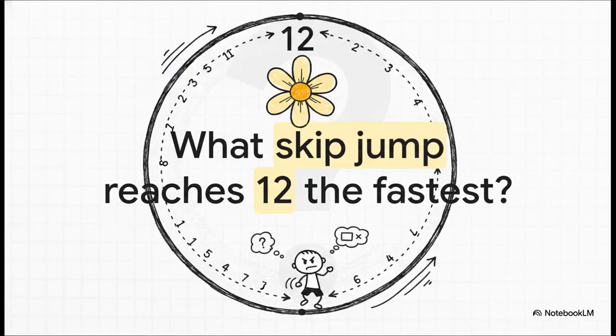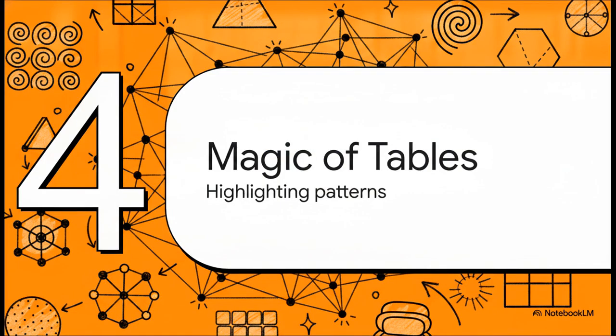Then, the chapter completely flips the script with a pretty clever puzzle. Astea places a flower way out on the number 12. Now, you have to skip jump with equal steps to reach it, no direct jumping allowed. And the goal? Reach it in the absolute smallest number of jumps possible. This is fantastic because it sparks active problem solving. It's subtly forcing the learner to reverse engineer the multiplication they just learned to find the most efficient path. They have to stop and ask, okay, what number multiplied by something small is going to get me exactly to 12? Which brings us to section 4, the magic of tables, where we highlight mathematical patterns.